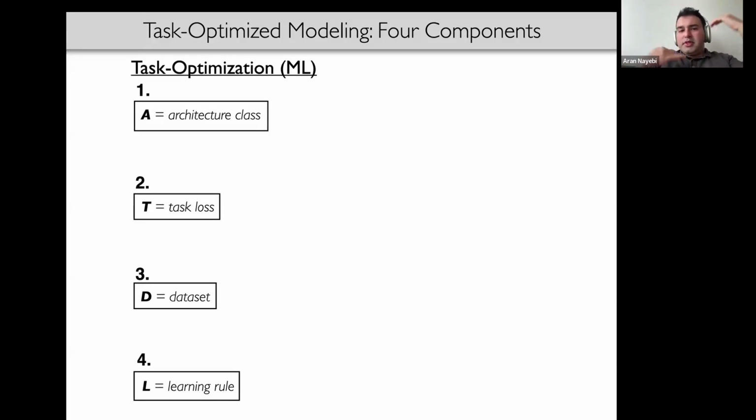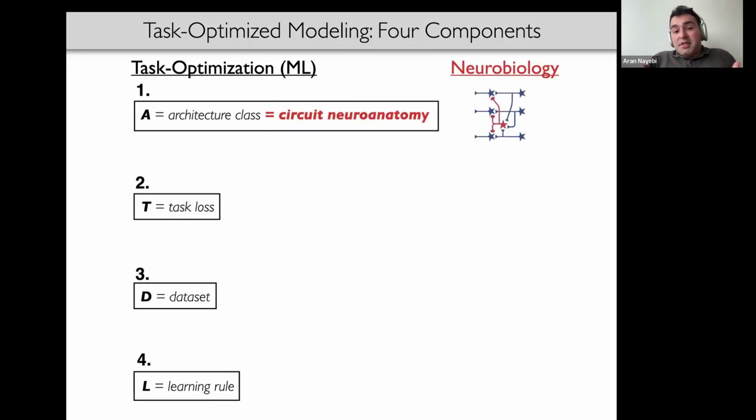we do neural network research, when we do task optimization in machine learning terms, which I've displayed on the left here, namely specifying an architecture class, specifying an objective function or a task loss, a data set on which to optimize it, and then a learning rule like backpropagation or SGD, if you may have heard of that, to optimize those weights. They all actually have real physical mappings to things we care about in neuroscience. So in particular, for example, the architecture class is a hypothesis of the wiring diagram or the circuit neuroanatomy that we think might be going on, of how the neurons are actually connected to one another.